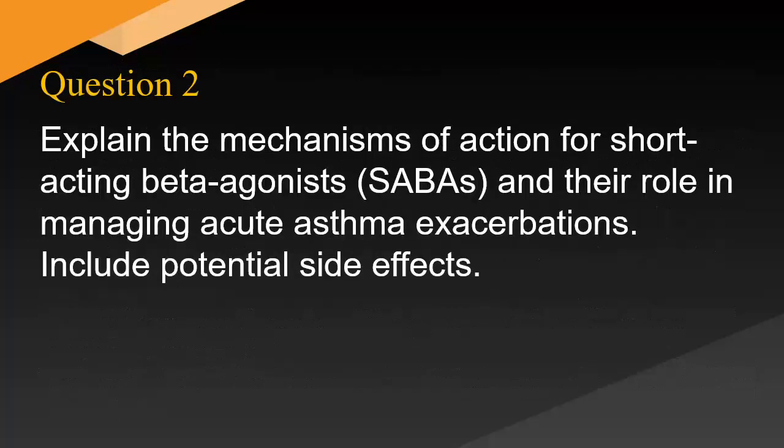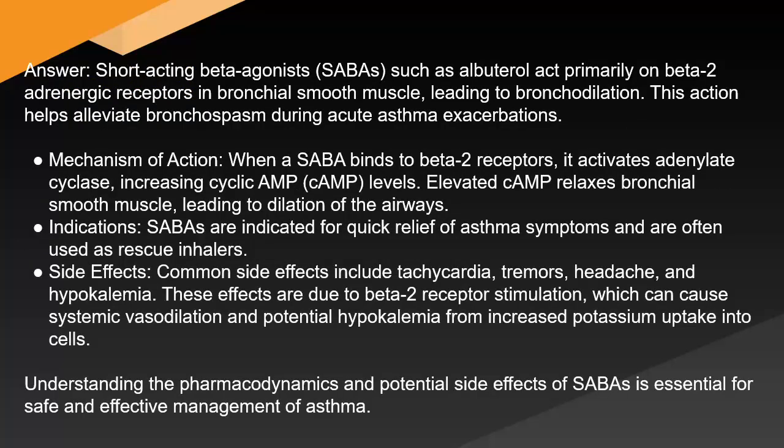Explain the mechanisms of action for short-acting beta-agonists, SABAs, and their role in managing acute asthma exacerbations. Include potential side effects. Answer: short-acting beta-agonists, SABAs, such as albuterol, act primarily on beta-2 adrenergic receptors in bronchial smooth muscle, leading to bronchodilation. This action helps alleviate bronchospasm during acute asthma exacerbations.